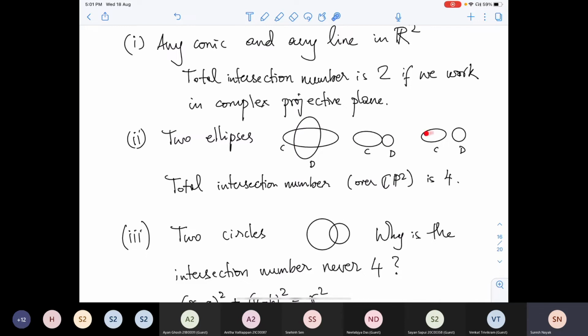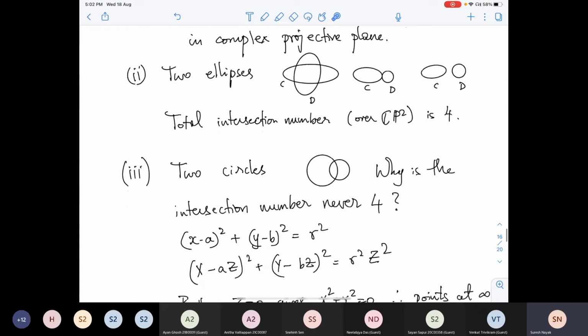And these are the other situations where you have to go back to projective space, or to some tangential multiplicity, to account for the full 4.